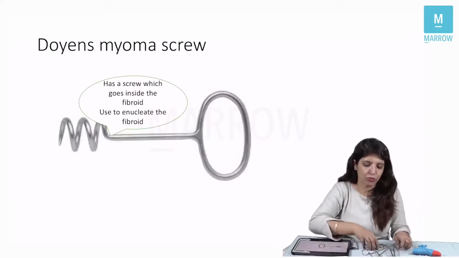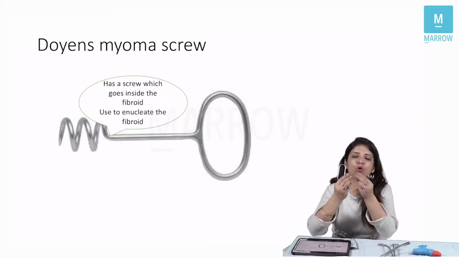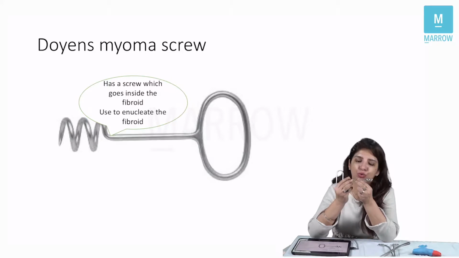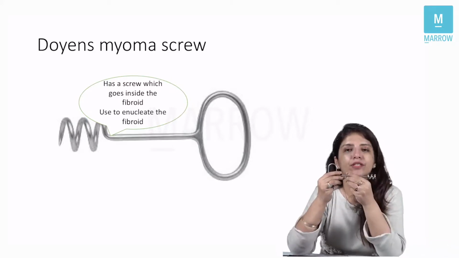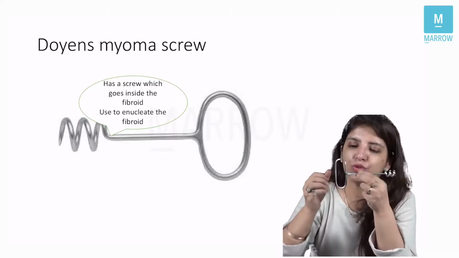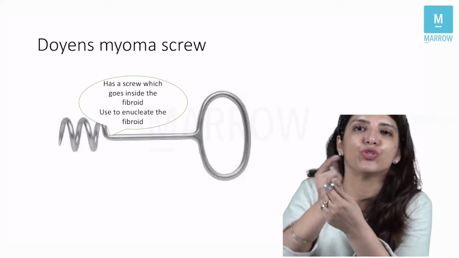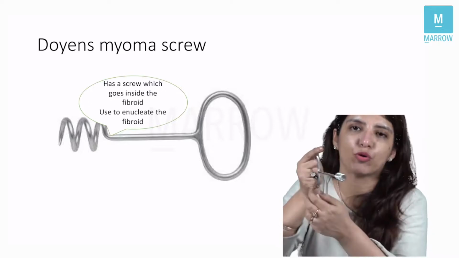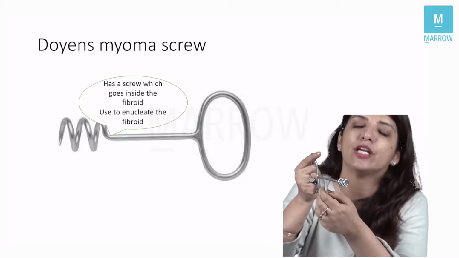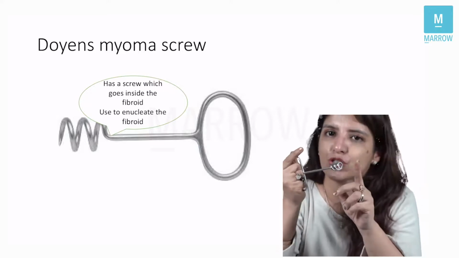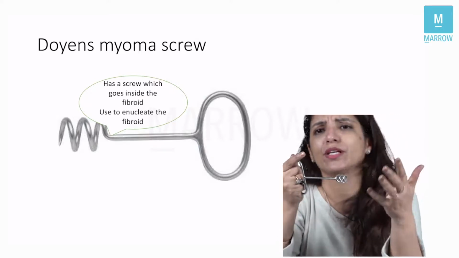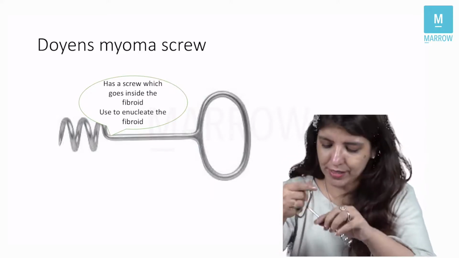The next instrument which you should see is a Doyen's myoma screw. So it has a screw. Can you see here? A screw. This is a Doyen's myoma screw. This Doyen's myoma screw is used to hold the fibroid during myomectomy and to enucleate it, right? So this is a Doyen's myoma screw. Very, very important instrument, but very easy to remember as well, right?